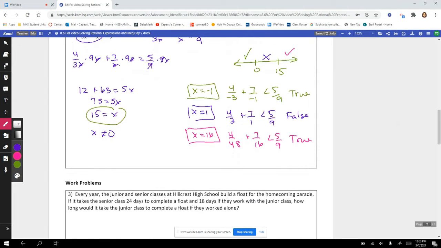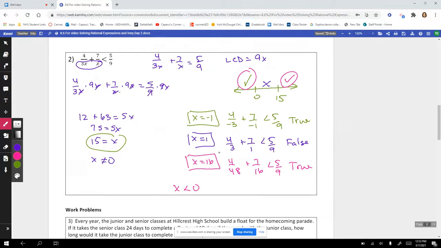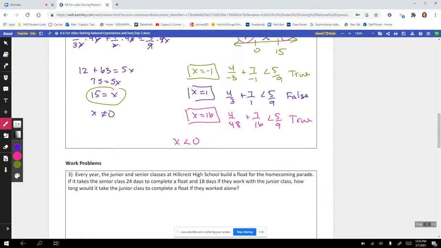So our final answer is going to be our regions that work: x has to be less than 0, right? It can't be equal to 0. Otherwise, we'll have a 0 in the denominator, which we can't have. Or x is going to be greater than 15. And that's your final answer right there.